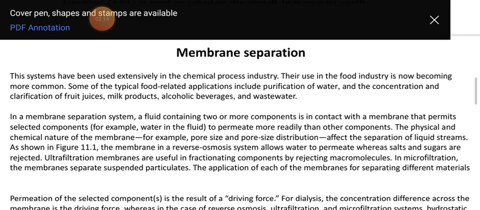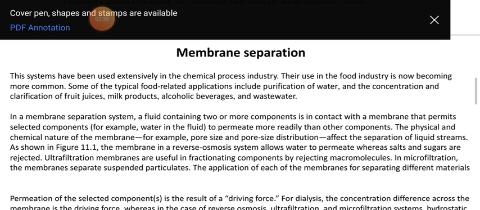Now here we will talk about membrane separation. As written here, some food related applications include the purification of water and the concentration and clarification of juices, milk products, alcoholic beverages and wastewater. These are the cases where you go for the membrane separation process. In a membrane separation system, a fluid containing two or more components is in contact with the membrane, which permits a selected component, for example water in the fluid, to permeate more readily than other components. Same as I told you, what passes through the membrane is the permeate, and what is retained over the surface is the retentate.